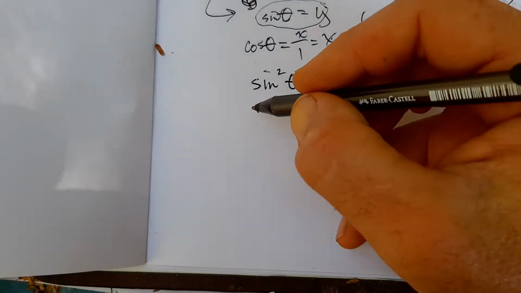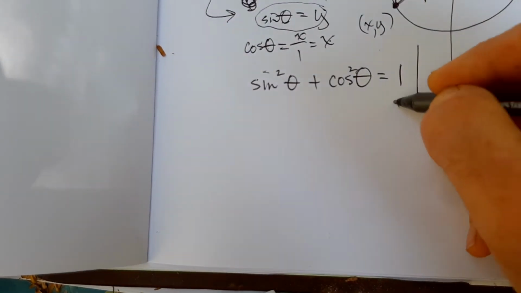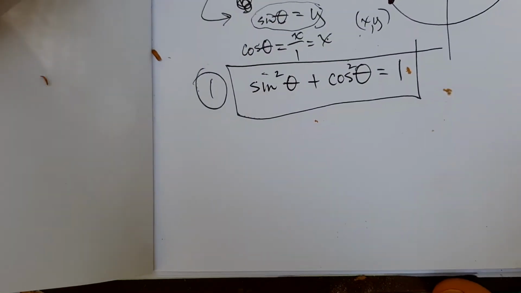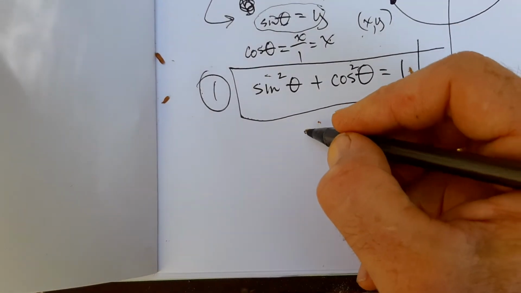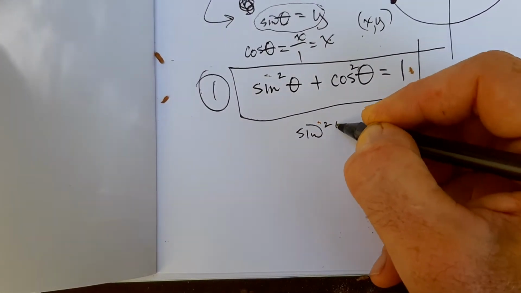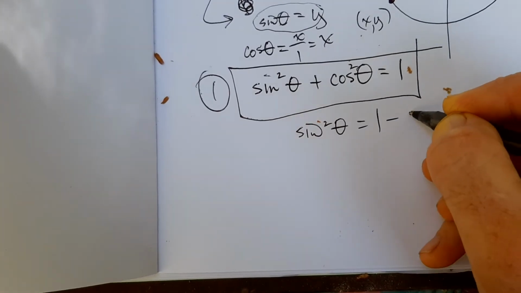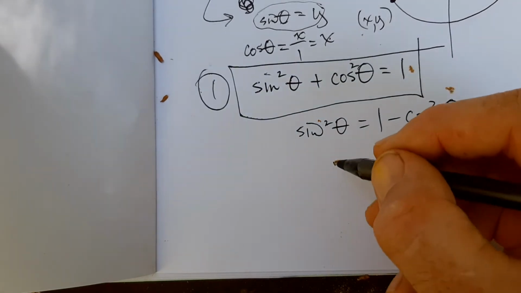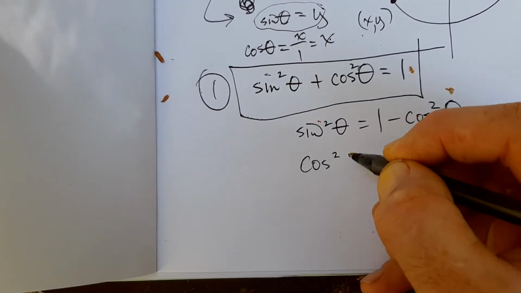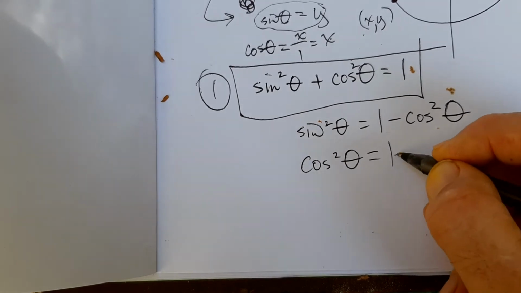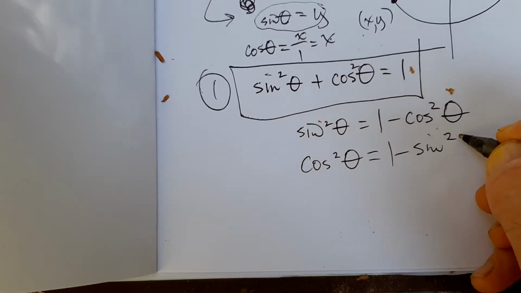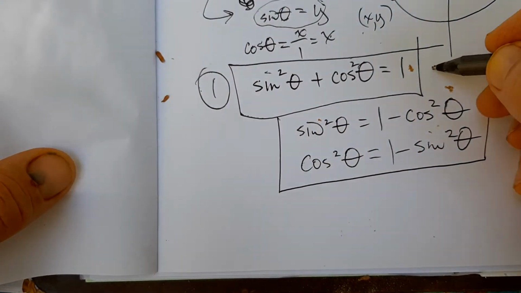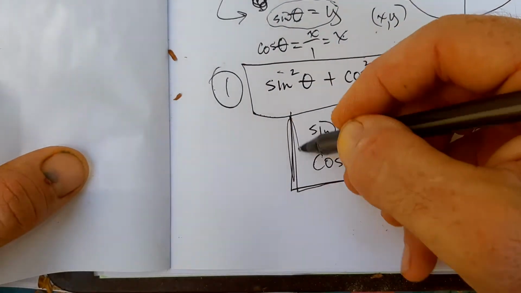So this is the first one, and then the other ones you rearrange from this, right? So that means that sine squared theta equals 1 minus cosine squared theta, right? Just subtracting cosine squared from both sides, and also cosine squared theta equals 1 minus sine squared theta. Okay, so all of these are basically number 1, right?